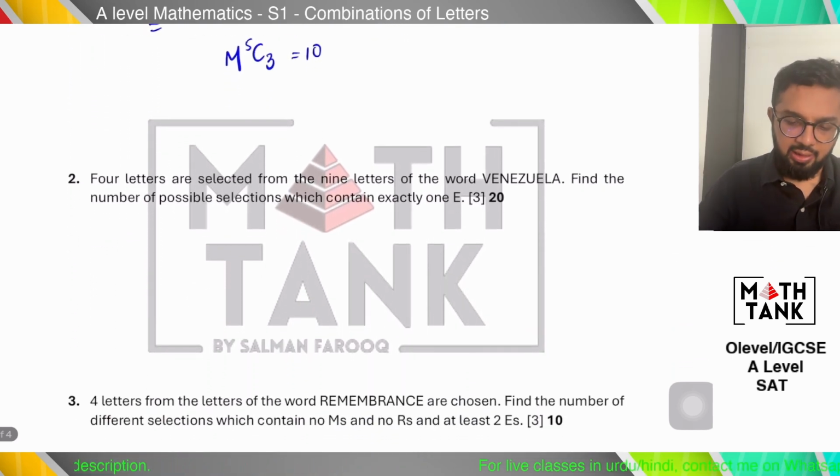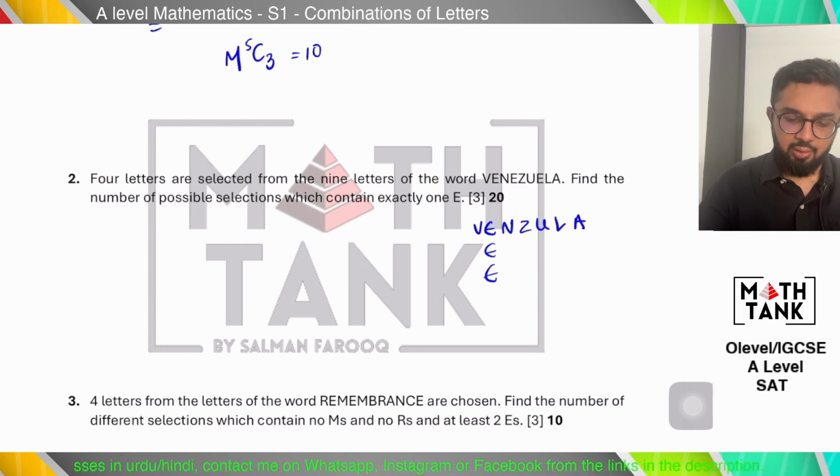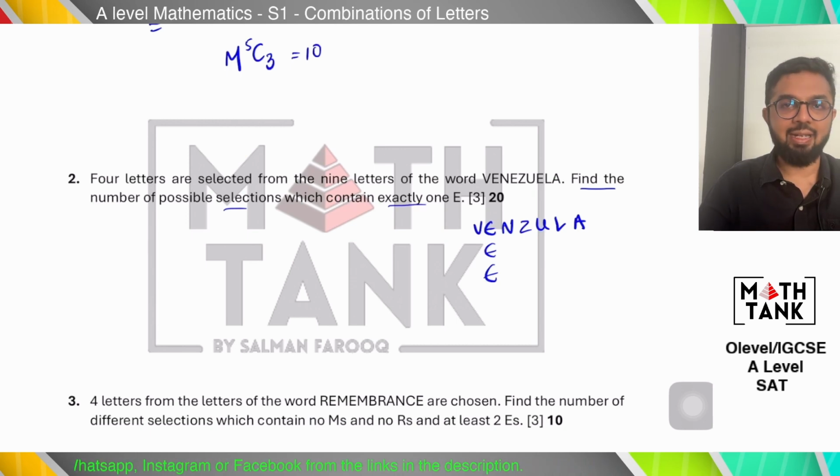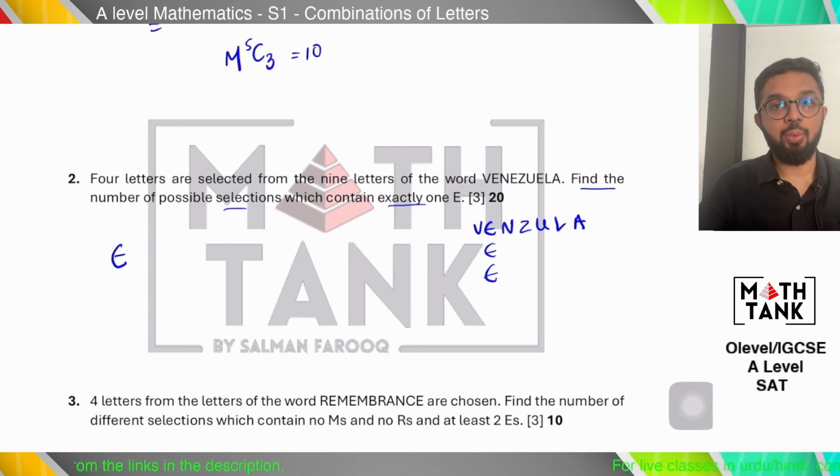Okay. Four of the letters of the word Venezuela. So let's first write Venezuela. Four letters are selected at random from the word. Find the number of possible selections which contain exactly one E. So I'm just looking at one E. Now the remaining E's cannot be selected. Which of the E's got selected? I cannot say 3C1. Why?